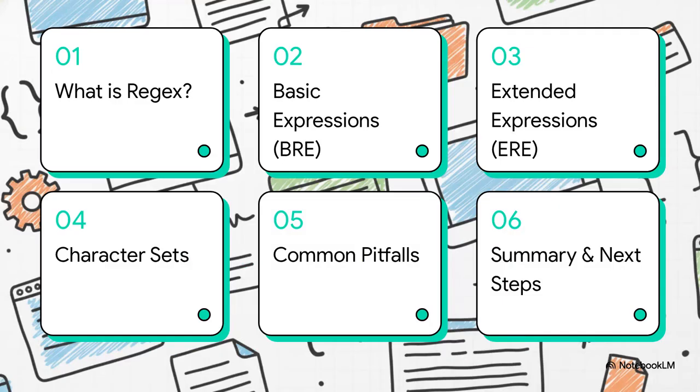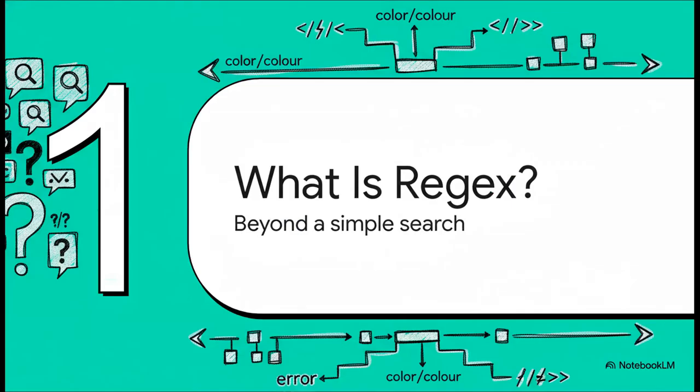So here's our game plan. We'll start with what regex actually is. Then we'll jump into the two main types, basic and extended expressions. After that, we'll see how you can get super specific with character sets. And to finish up, we'll go over some common mistakes to help you avoid headaches and then do a quick summary.